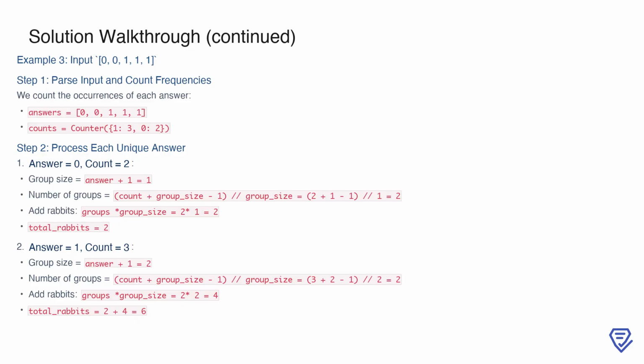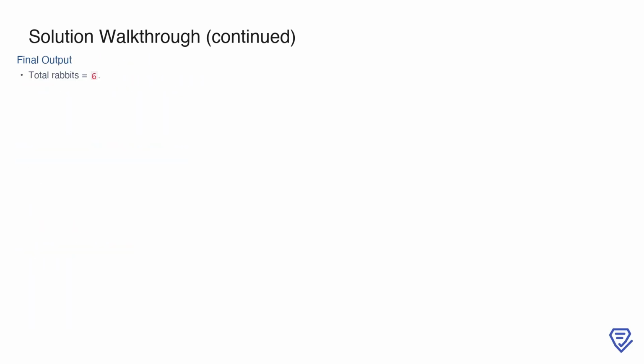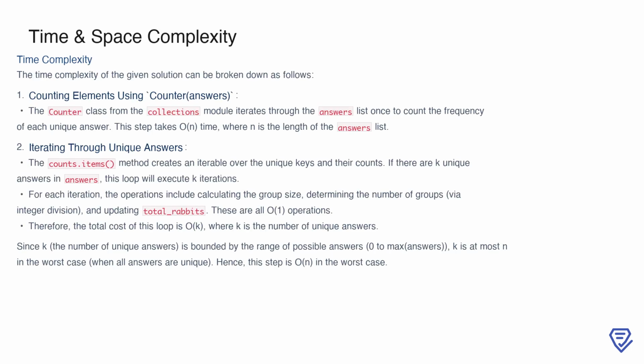Adding these values together, the total is 2 plus 4 equals 6 rabbits. For this input, the computation is complete, and the final output is 6 total rabbits. This result accounts for all the groups formed based on the answers given, ensuring that we've accounted for every rabbit in the forest. Here, we start by analyzing the time complexity of the solution.